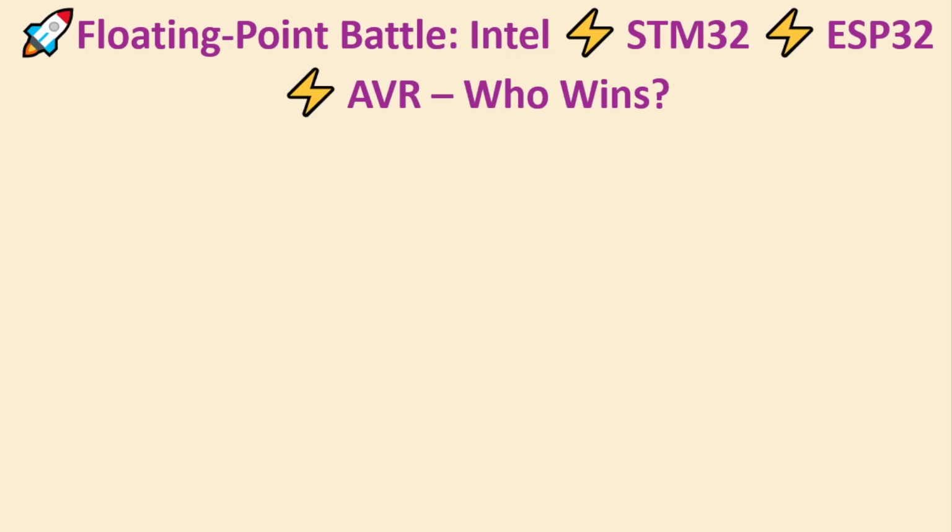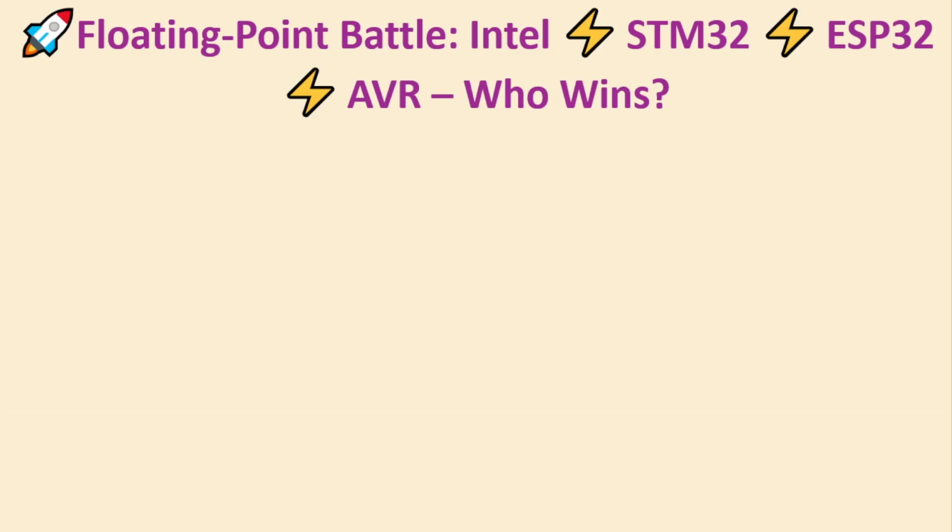Floating point battle. Intel, STM32, ESP32, AVR. Who wins? What about data types that store decimal numbers? How are they defined? And how much memory do they take? Let's take a look at this in the context of Intel, STM32 or ARM, ESP32, and AVR processors.